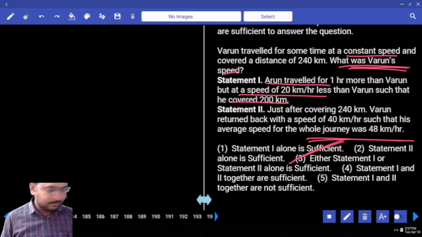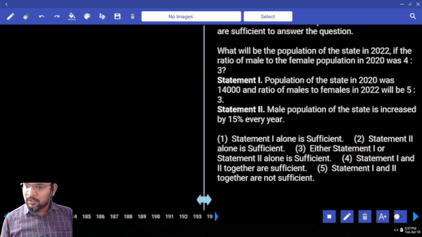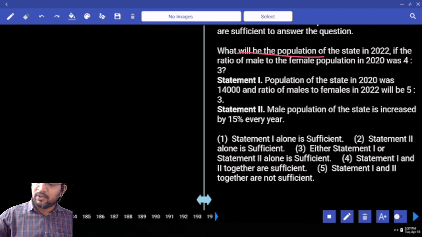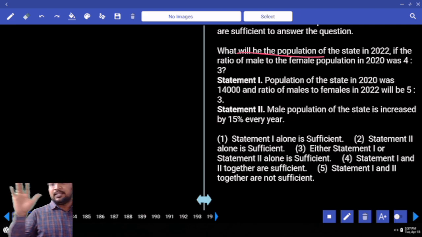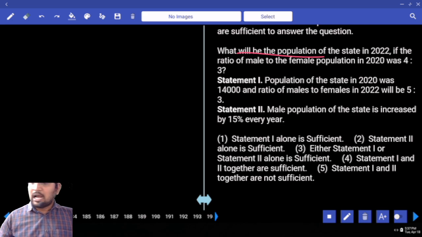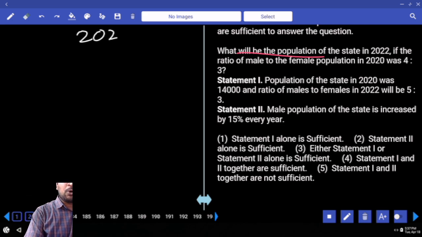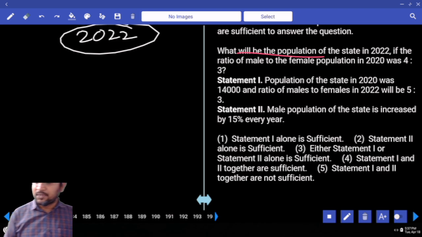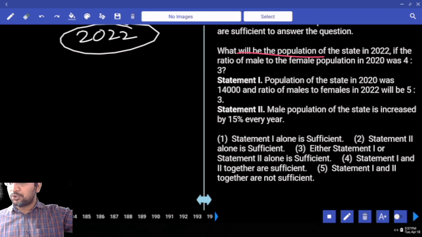See the next question. So the question is, what will be the population of the state in 2022? They are asking about the 2022 population. If the ratio of male to female population in 2020 was 4:3. This is the given question. So our target is to find out the 2022 total population. See the first statement. Population of the state in 2020 was 14,000, and the ratio of males and females in 2022 will be 5:3.